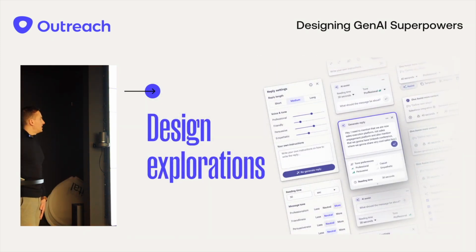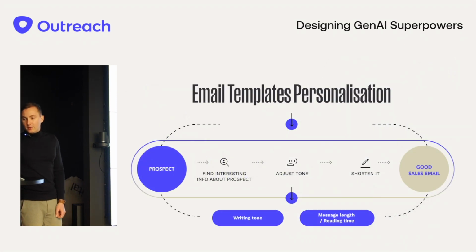So let's talk about design iterations. As I mentioned, salespeople can use templates, but they still need to heavily personalize, and they would like to always write concise but still engaging emails, and they want to use their own writing tone. So we recognized this feedback as an opportunity. We wanted to enhance the functionality of Smart Email Assist by adding options to define a writing tone, and also options to define message length or reading time.